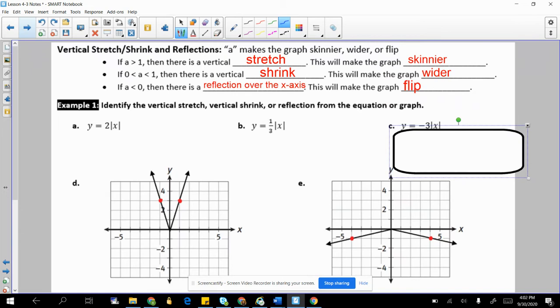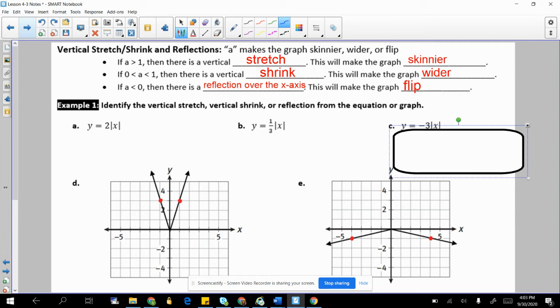Vertical stretches and shrinks and reflections. So that is what the A value does out front of the absolute value. If that A value is greater than 1, so let's say it's 2 or 5 or 10, whatever it is, it's going to be a vertical stretch, we are going to call it. And what a vertical stretch will do is it will make your graph skinnier. Now, I know that sounds weird because we're talking about stretching, which you think makes it bigger, but it makes the graph skinnier. But think about really pulling, we're talking about vertically. So really pulling your graph up and down, it's going to make the V skinnier.